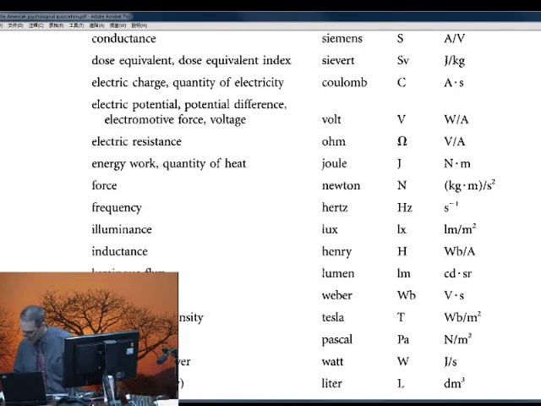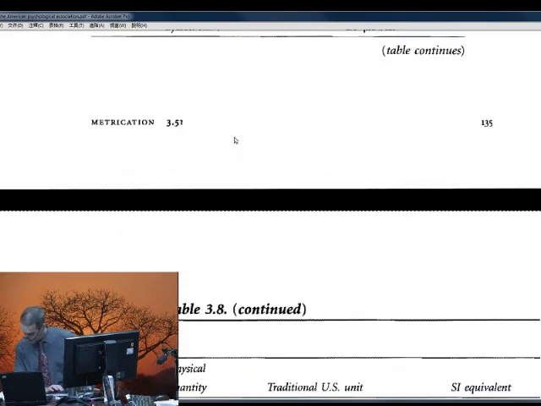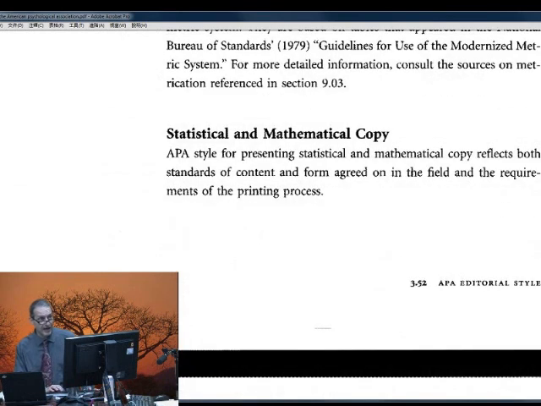And what do they say in section 3.5.2? I think they have a little interesting thing they're going to tell us here. They're going to say statistical and mathematical copy. What do you do for statistical and mathematical copy? Well, I like what they say. They say, guess what? You need to check your field. You need to check your area of expertise.